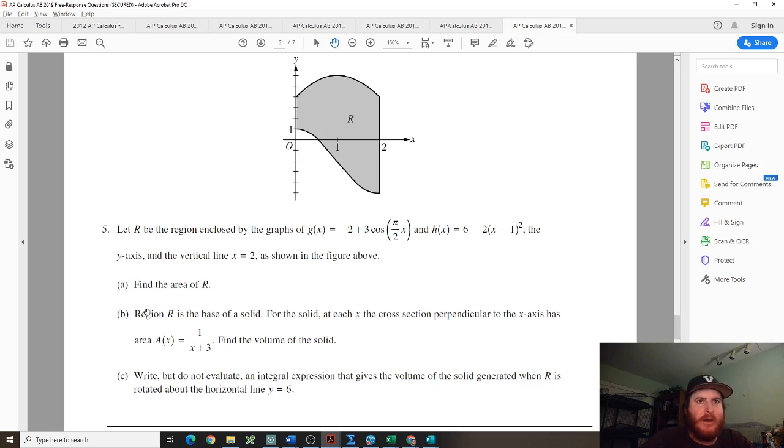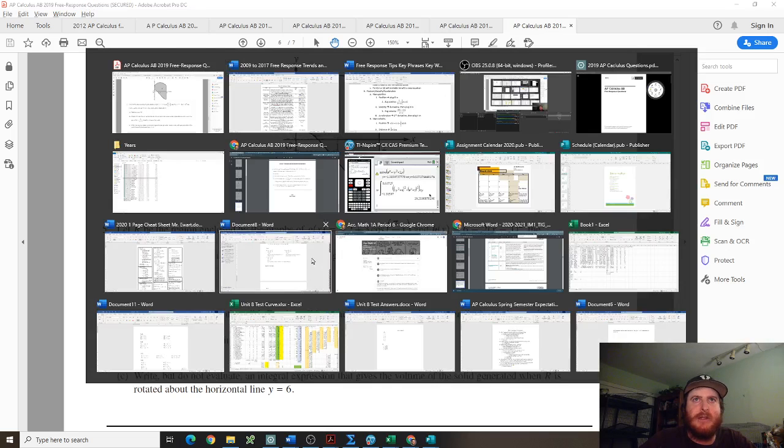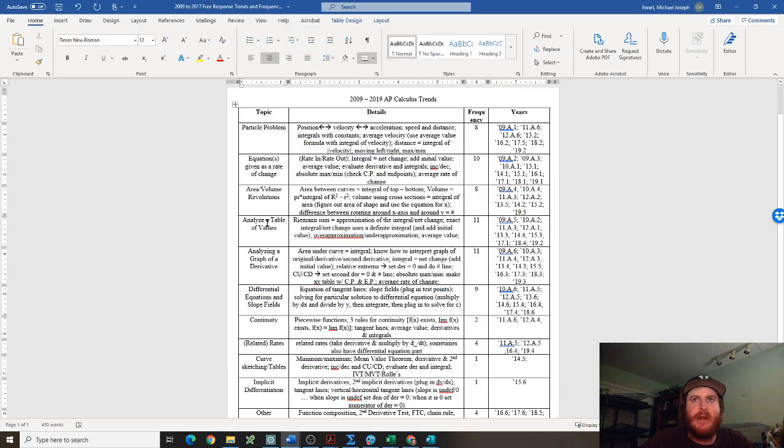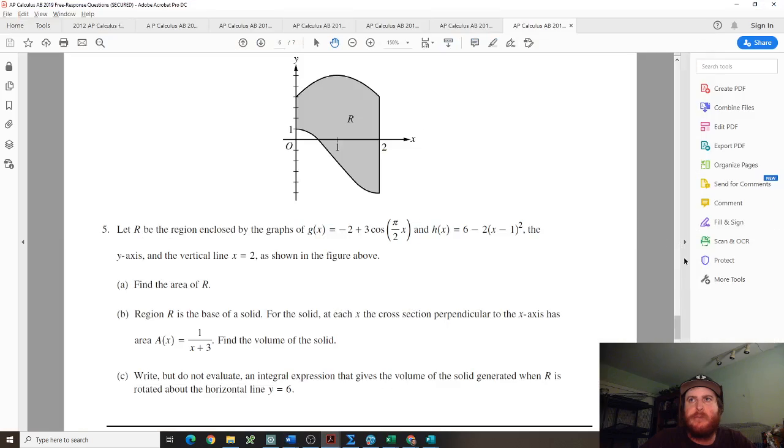Find the area of R. Region R is the base of a solid. Each cross section is a whatever shape, and then what's the volume when we rotate this about some line. Very, very standard questions. If you get one of these, be thankful, because they're very easy to get a lot of points on. Okay, next we have the table questions.